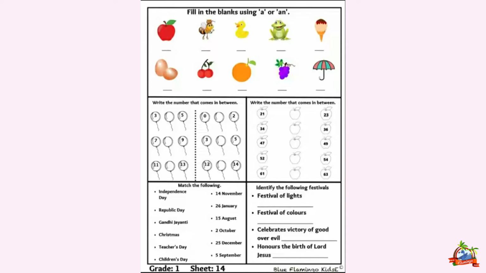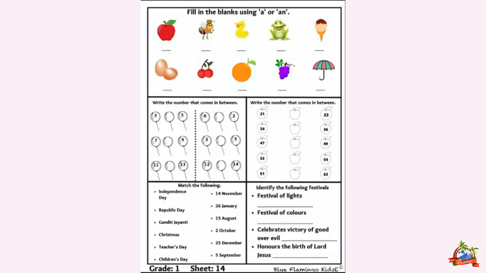So the first picture is of apple. What is the spelling of apple? A double P L E, apple. Apple starts with A. A is a vowel letter. So what we will write? We will write an. We will use an. A-N, an.